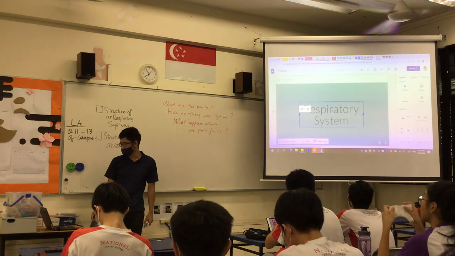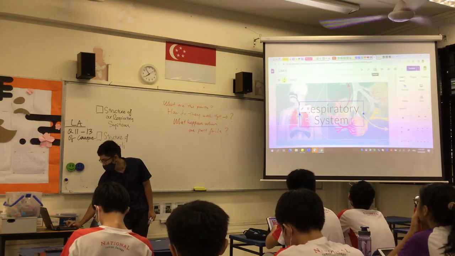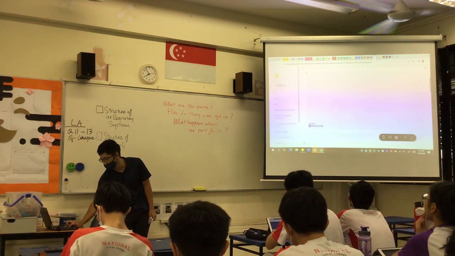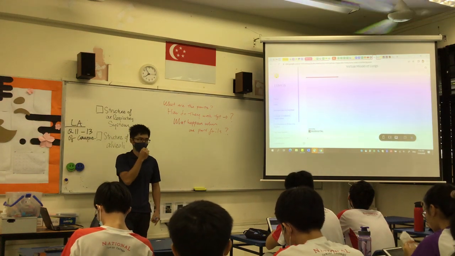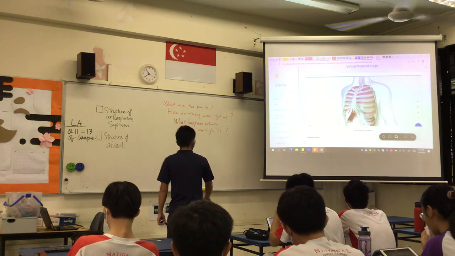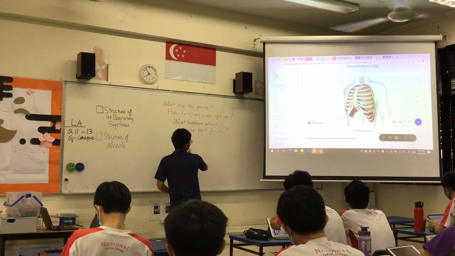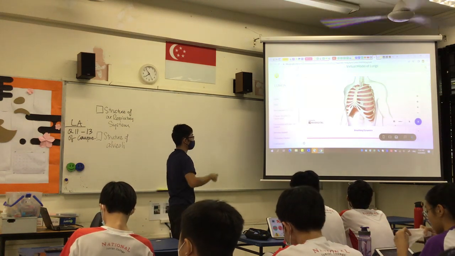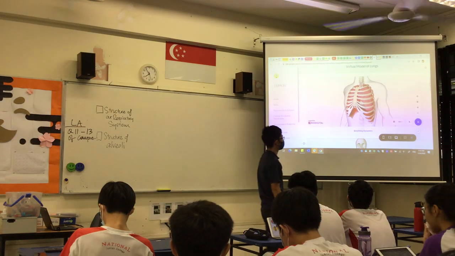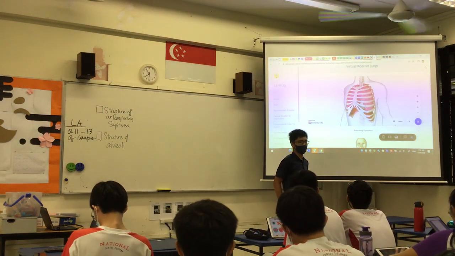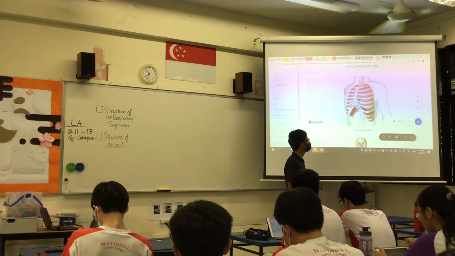So I'd like you to go to Lumos. At Lumos, you should be able to see some virtual models. We're going to look at that for a start. I like this virtual model because you can actually remove parts that you don't want to see. This is you if we strip away everything and are left with this.